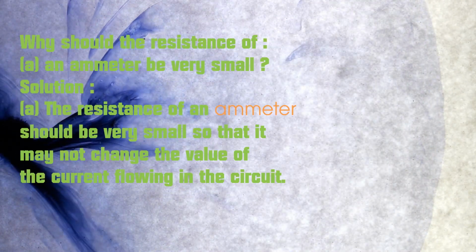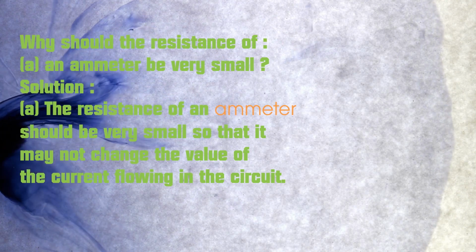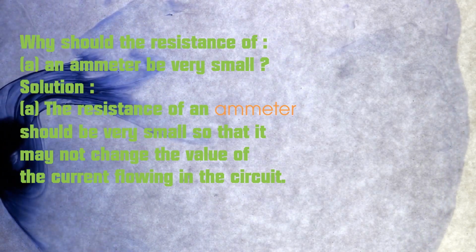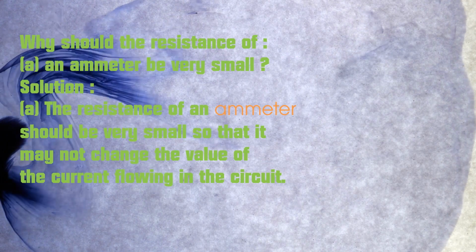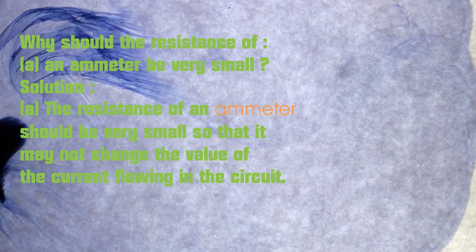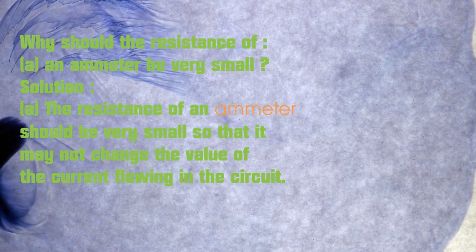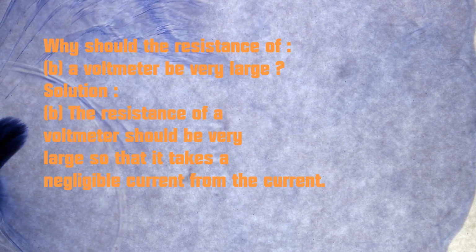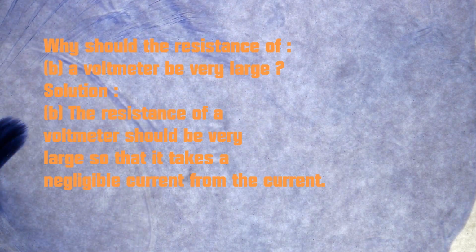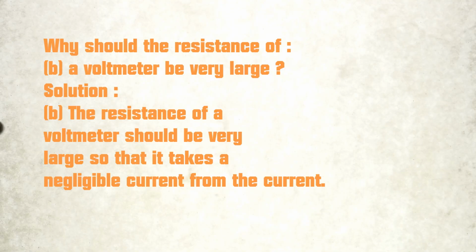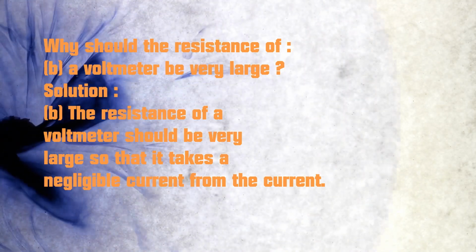Why should the resistance of A. an ammeter be very small? Solution: A. The resistance of an ammeter should be very small so that it may not change the value of the current flowing in the circuit. B. A voltmeter be very large? Solution: B. The resistance of a voltmeter should be very large so that it takes a negligible current from the circuit.